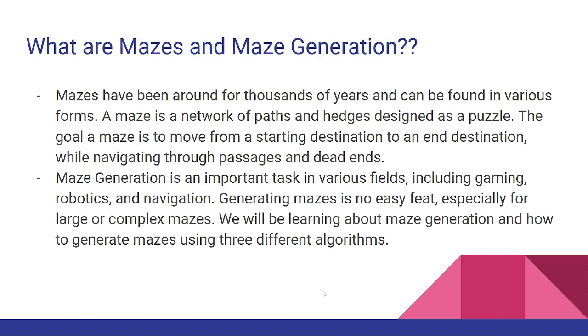Mazes have been found in society for millennia, in games, challenges, and stories. So what is a maze exactly? A maze is a network of paths and hedges designed as a puzzle. Mazes have the specific goal of getting from a starting position and navigating through passages and dead ends until reaching the ending destination. Mazes can be useful in a variety of disciplines today, from robotics to navigation, optimizing city planning to gaming. Mazes have a wide array of applications in our modern world.